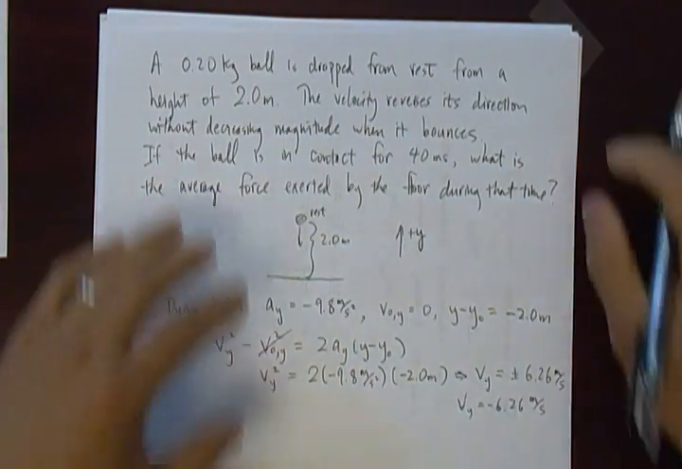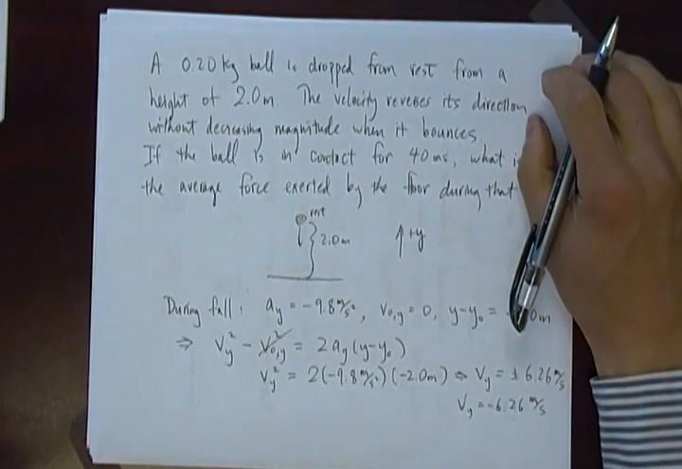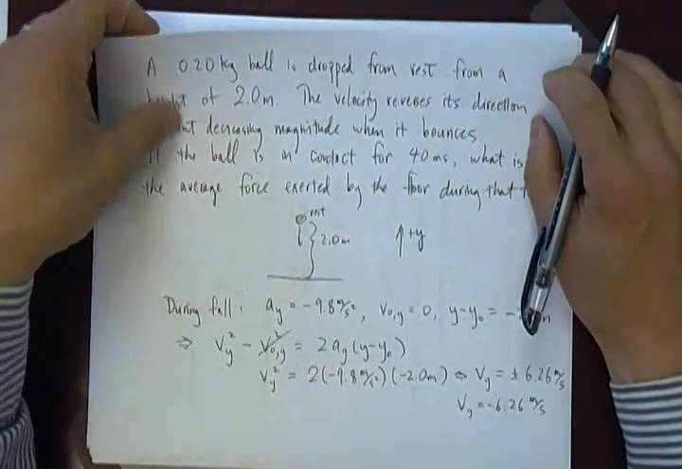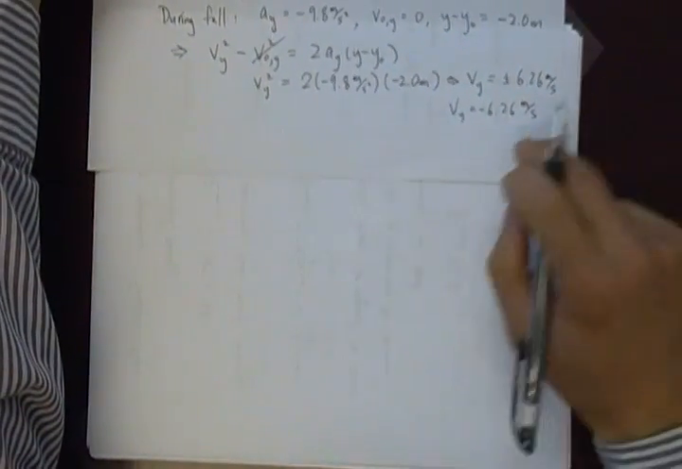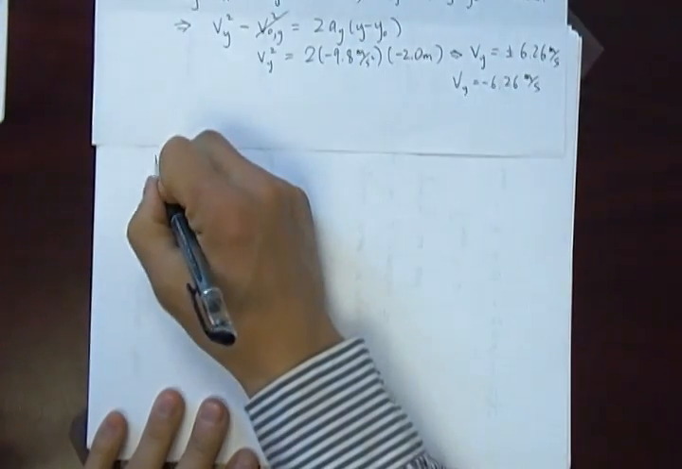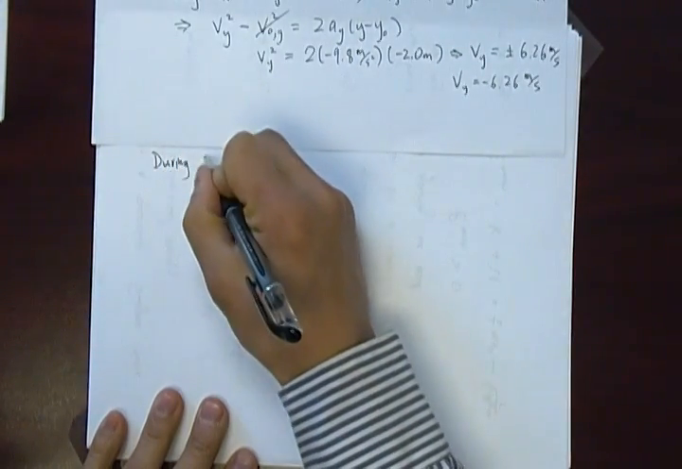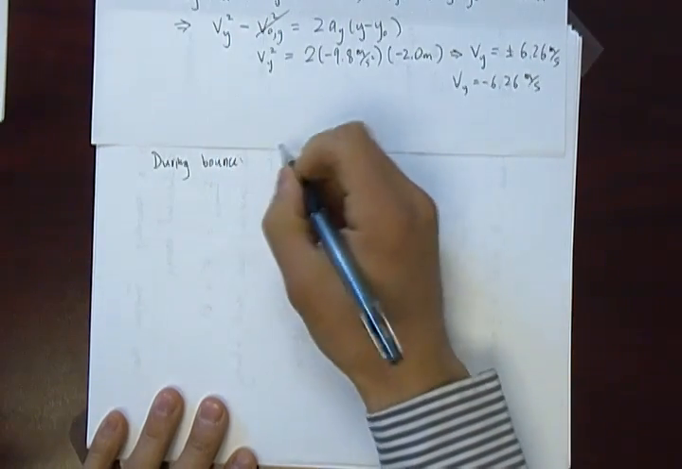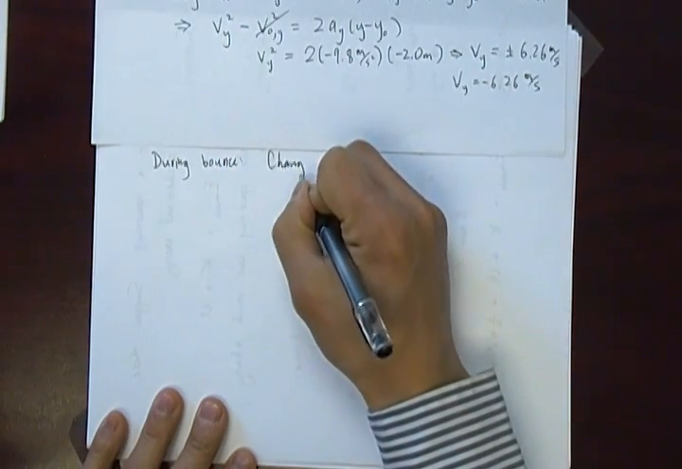Okay. Now, we have to figure out next what happens during the bounce. Okay, so during the bounce, there's a change in the momentum. So that's the vy right before the bounce. So during the bounce, we have a change in momentum.